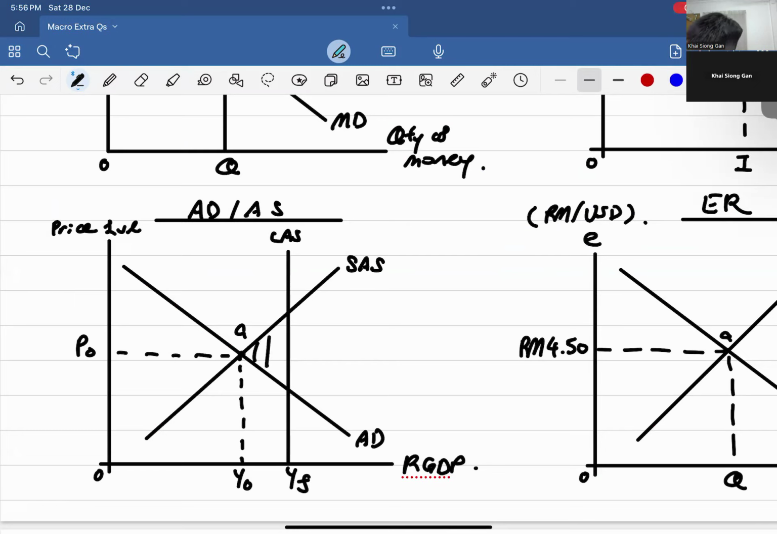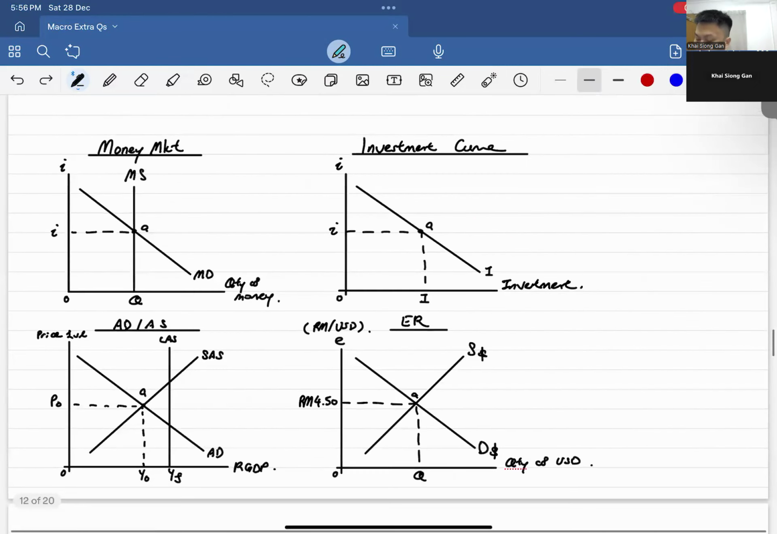So you can see there's a recession gap over here. Okay, there's a recession gap over there. So this one will have 4 graphs in total because I want you to include the exchange rate. But in exam, if they do not ask you to relate to exchange rate, then no need to have the exchange rate. You will just need to have money market, investment curve, and ADS.